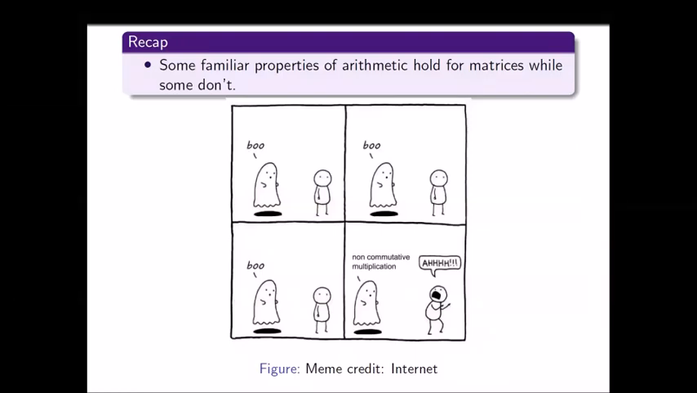So in this episode, we talked about arithmetic properties for matrices, and we saw that some of the classical properties hold and some of them don't.